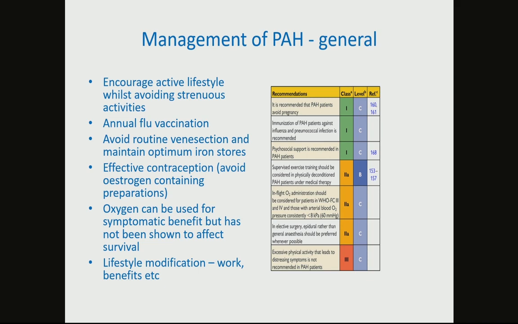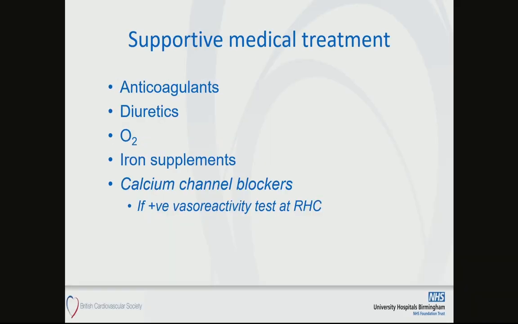Don't always just go straight for the drugs. Think about your general management. They should be encouraged an active lifestyle, but avoid strenuous activities. So exercise within your comfort limits, annual flu vaccination, avoid routine venesection, make sure they've got optimum iron stores. Think about contraception. You don't want the female patients to get pregnant, ideally, because it's a significant risk in pregnancy. You can use oxygen for symptomatic benefit. There's no effect on survival. Talk to them about lifestyle modification, work, support them through benefit application.